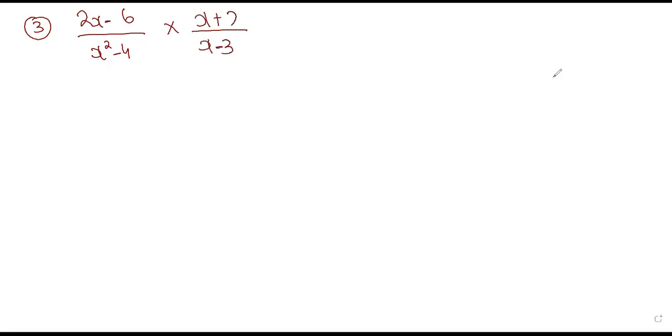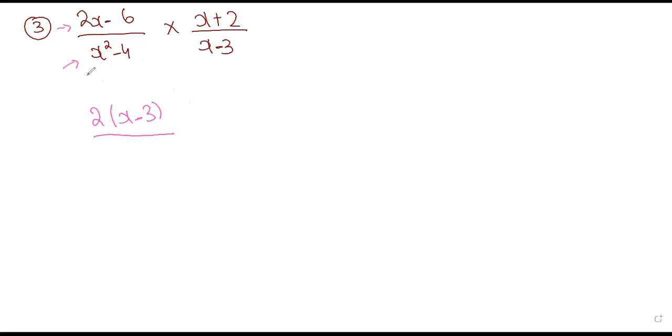Okay. So we need to simplify this. This is a fraction. In order to simplify fractions, what we need to do is first factorize everything. So let's start our factorization with the numerator of the first fraction. I can take 2 common, so it would be x minus 3, and then divided by, and let's factorize this.